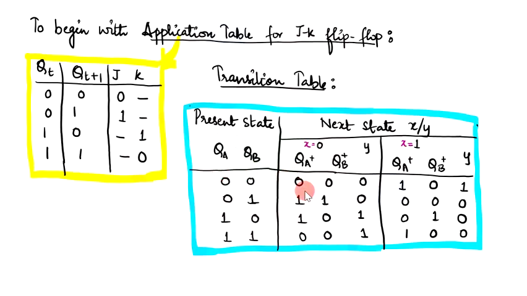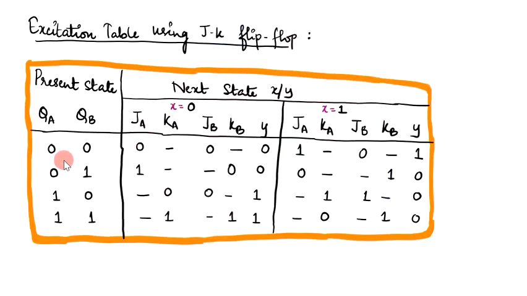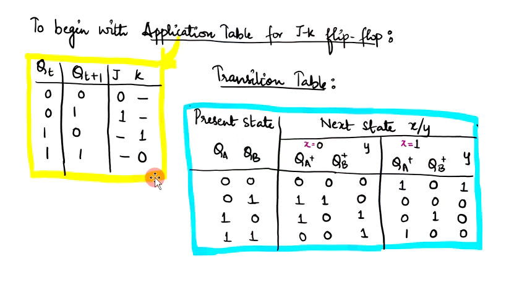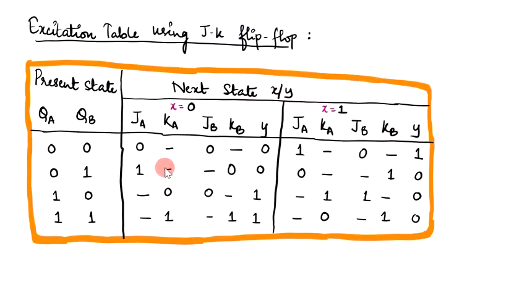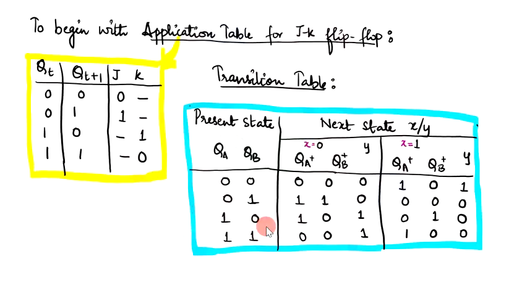Zero, zero: 0, 0 is 0 bar. So 0, 0, 0, 0 is 0 bar. 0, 1 is 1 dash. 0, 1 is 1 dash. Next is 1, 1.